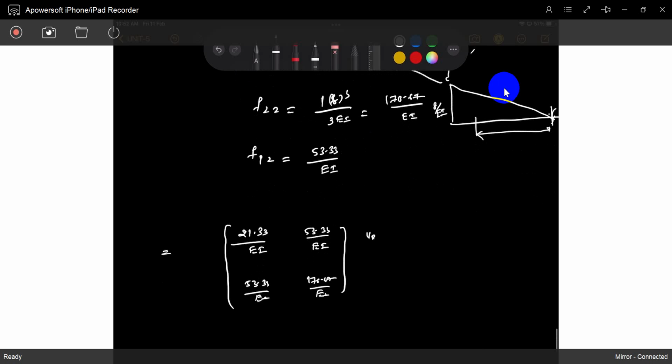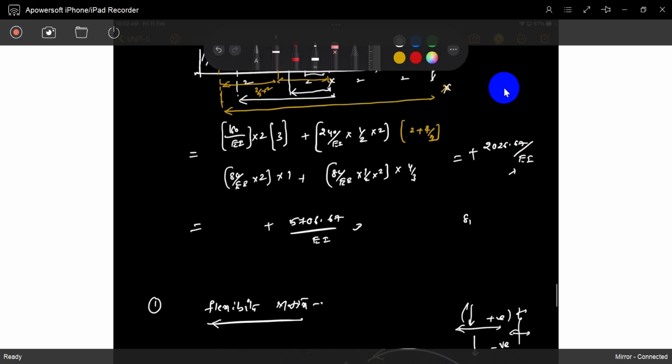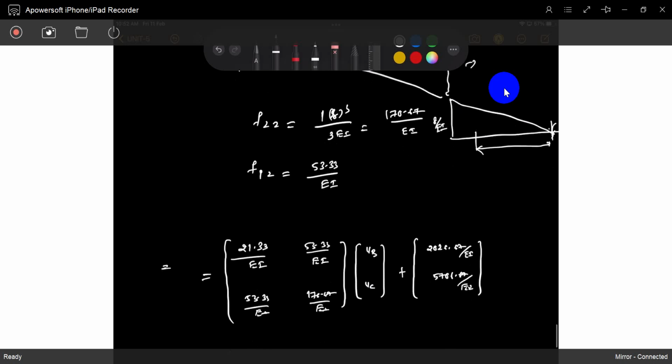What is that? VB and VC, plus, you will get the deformation values. What are those values? 2026.67 by EI, 5706.67 by EI, equal to 0, 0. Both complement each other.